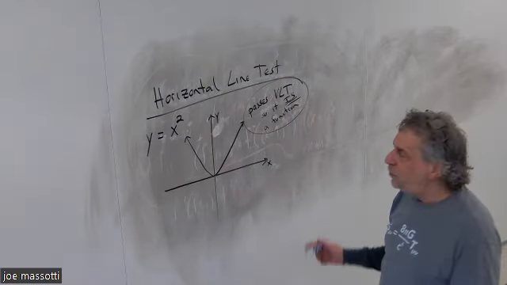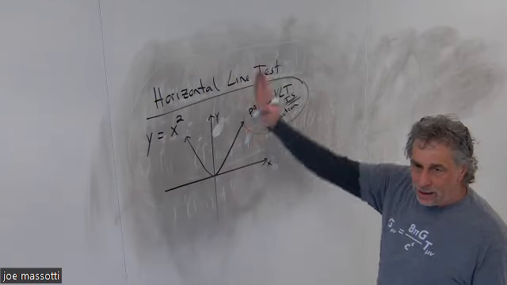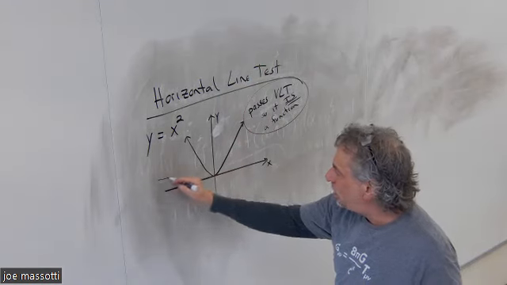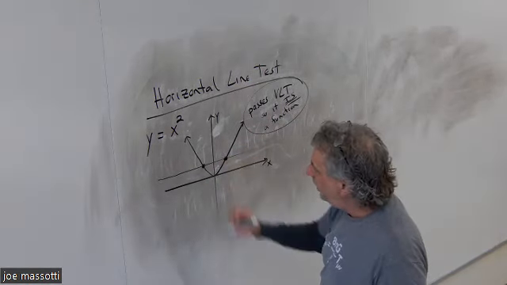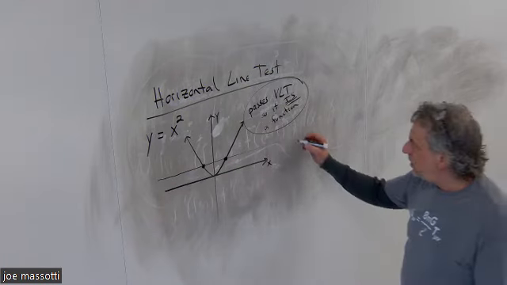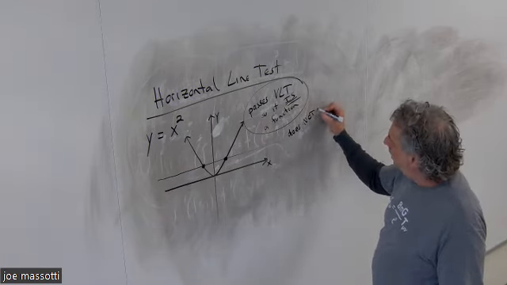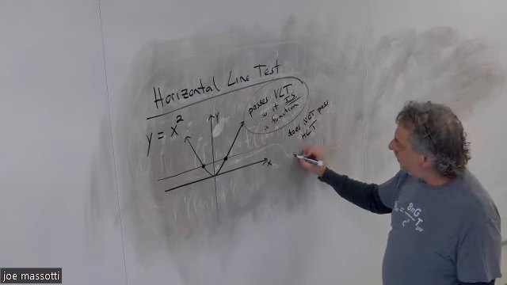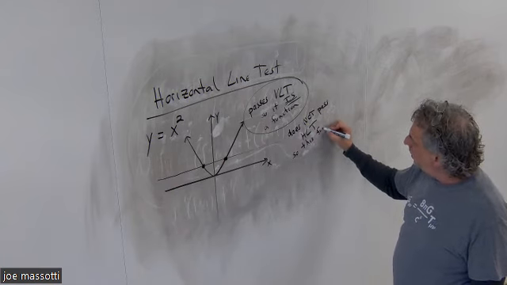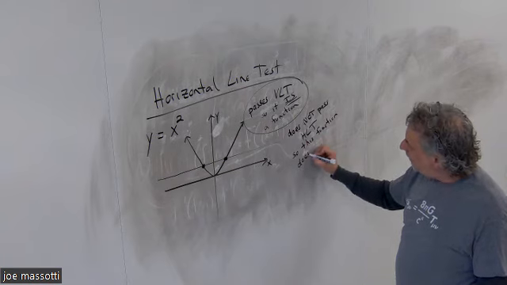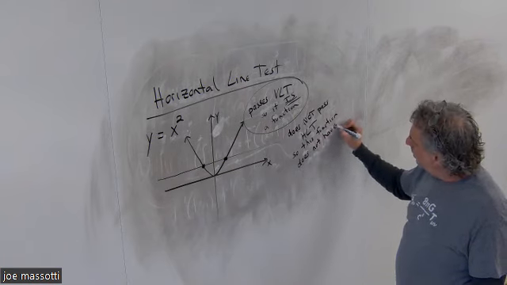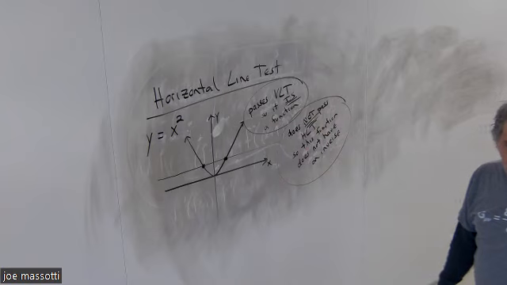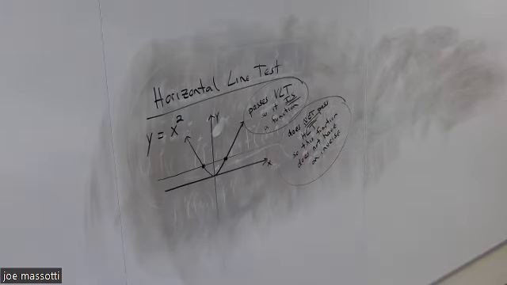But in a similar way, if we draw a horizontal line perpendicular to the y-axis, same rules. If we draw a horizontal line here, notice it crosses the graph in more than one spot. So this does not pass the horizontal line test. So this function does not have an inverse.